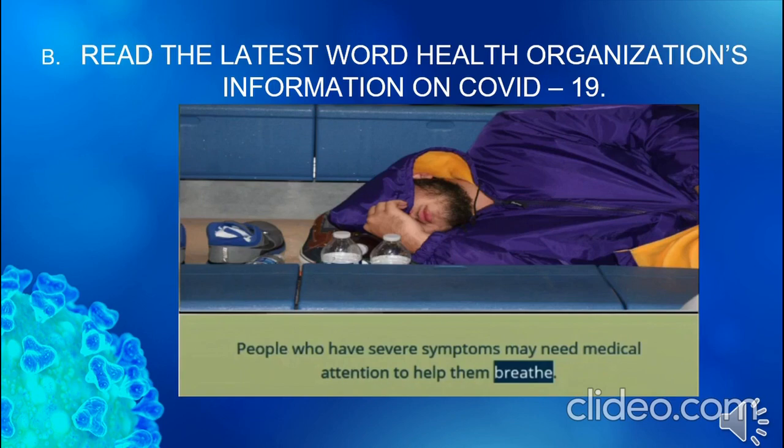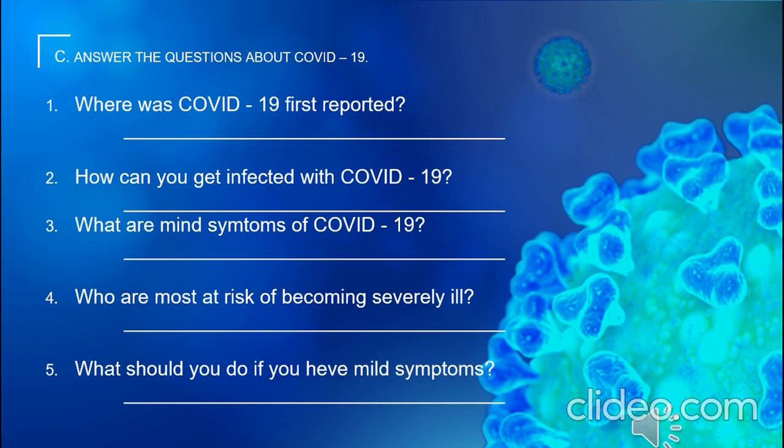C. Answer the questions about COVID-19. 1. Where was COVID-19 first reported? 2. How can you get infected with COVID-19? 3. What are mild symptoms of COVID-19? 4. Who are most at risk of becoming severely ill? 5. What should you do if you have mild symptoms?